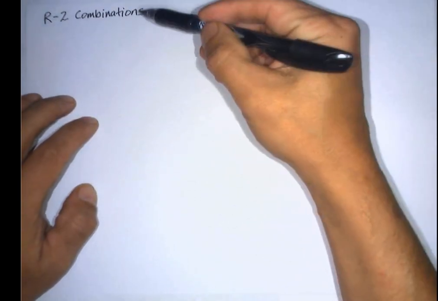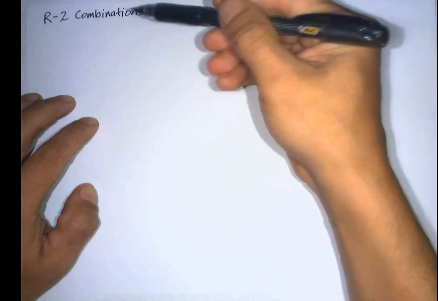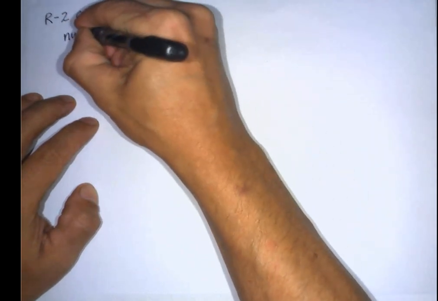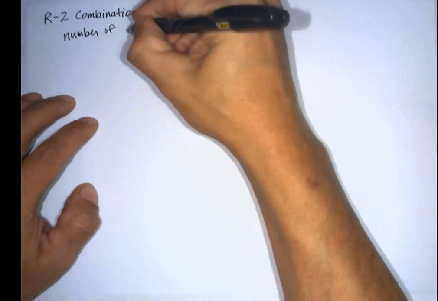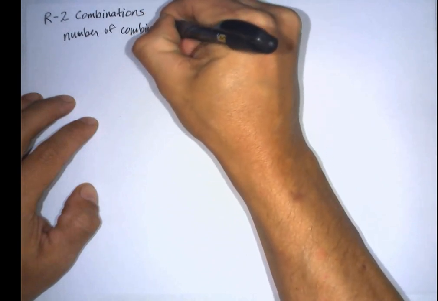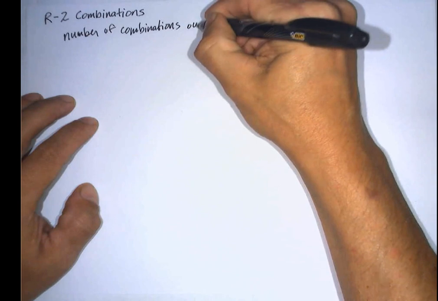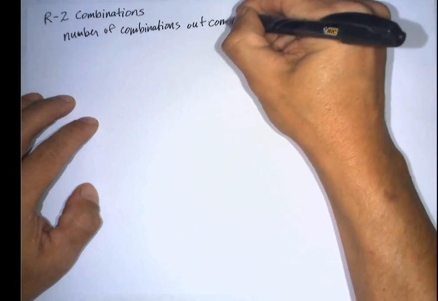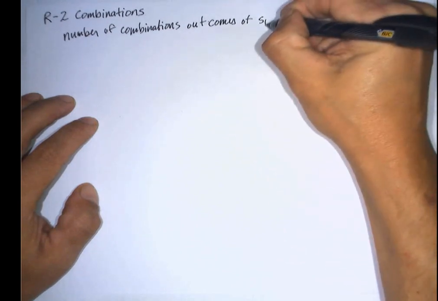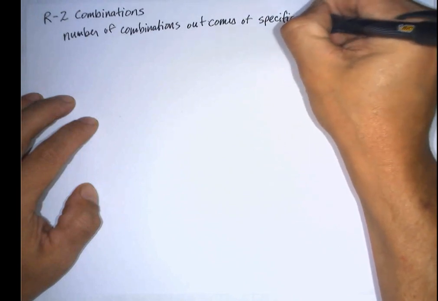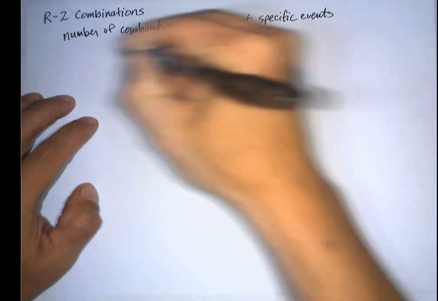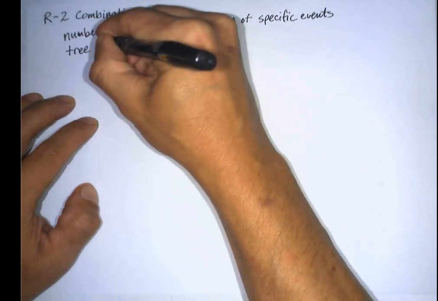This is the second lecture in the review before we start diving into the content in Algebra I, to catch us up on that 7th and 8th grade math we may need to review. In this section, we're going to talk about combinations. And what we're talking about with combinations is the number of combinations of outcomes of specific events. And we're going to use what's called a tree diagram to do so.